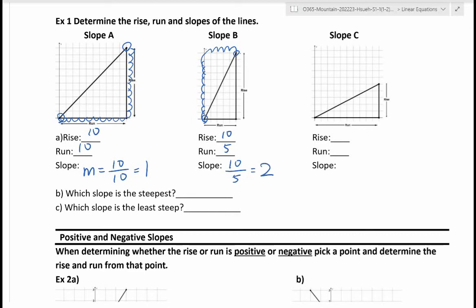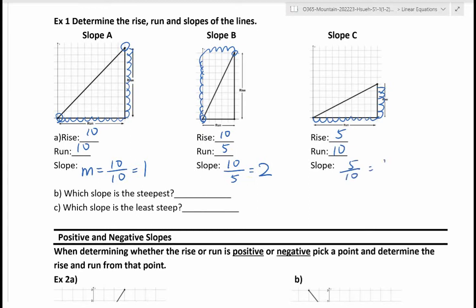Lastly, if we do the same thing from left to right, we count 1, 2, 3, 4, 5, 6, 7, 8, 9, 10. Oh, sorry, that's the run, my bad. And the rise is 1, 2, 3, 4, 5. So rise over run is going to be 5 out of 10, which is 1/2.